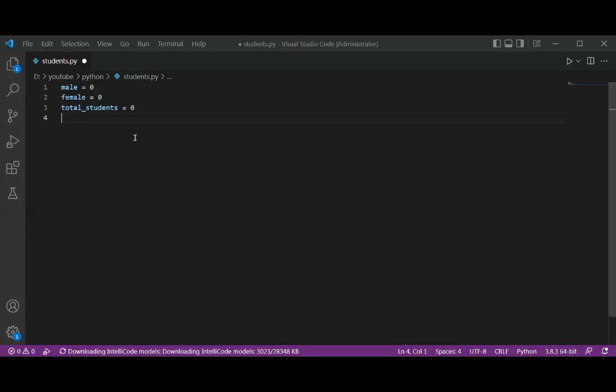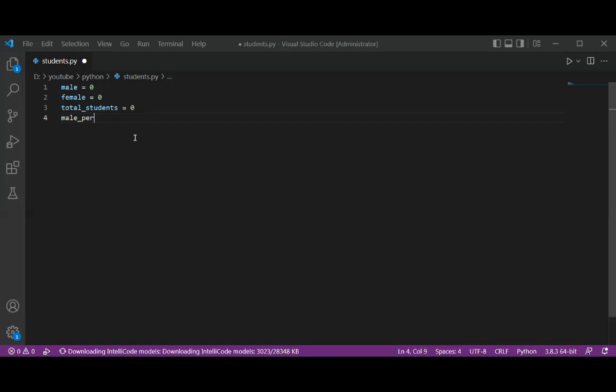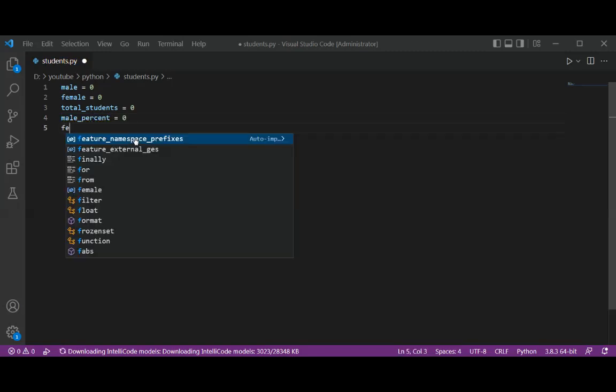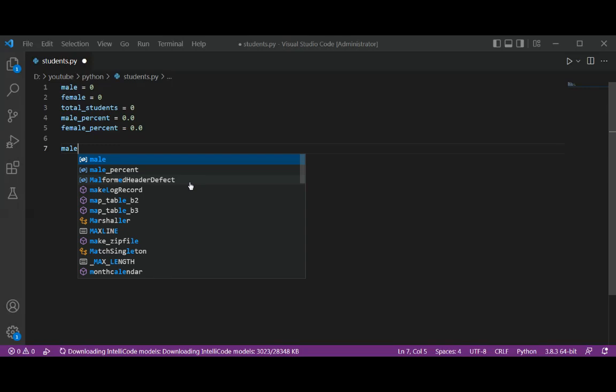This would be male percent, female percent, and then we are going to get the number of male students. So this would be male.